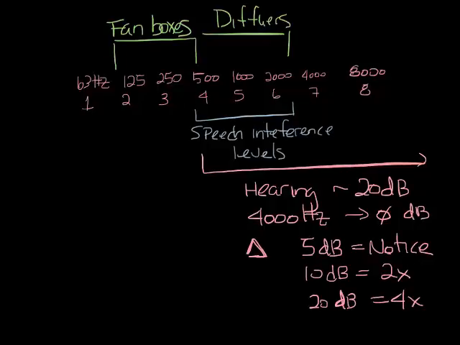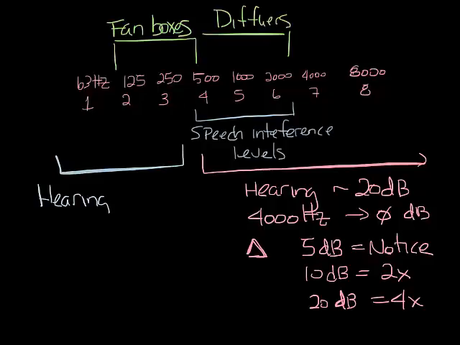So at 4,000 hertz, a 60 dB sound would be twice as loud as a 50 dB sound, and a 70 dB sound would be 4 times as loud. So now let's look at the low frequencies. In the low frequencies, that's 3rd band and below, the threshold of hearing is 25 dB or above. In the 1st band, the sound would need to be almost 50 dB before we could even hear it.